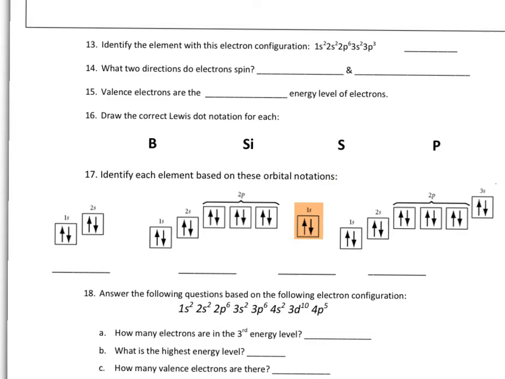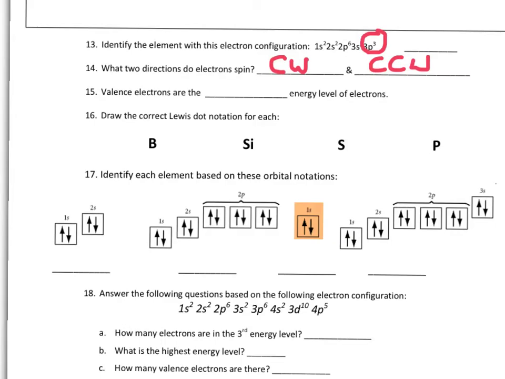Next are some pretty general questions. This one asks you to identify the element. If you go to the 3rd row in the P block and find the 3rd one over, that'll answer the question. The direction of the electrons, you know that that's clockwise and counterclockwise. You can spell those words out if you want.